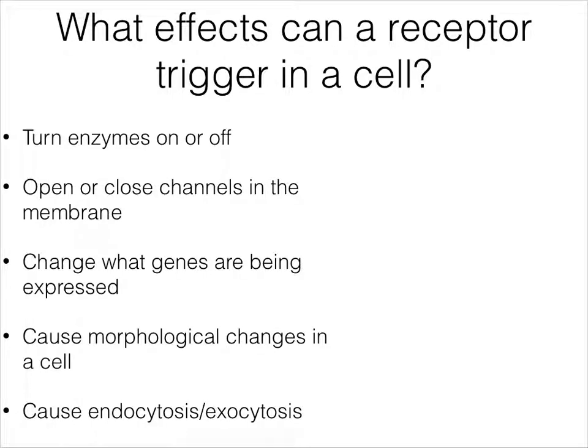So what are the effects? We've talked about reception. We've talked about the transduction. What are the effects that ligands can produce? Well, there are a ton of different effects that ligands can produce. In fact, pretty much think of anything that a cell can do. That's something that a ligand can trigger the cell to do. But there are some more common things that they frequently do.